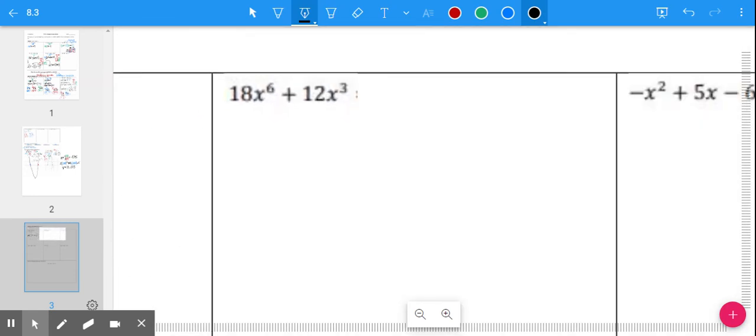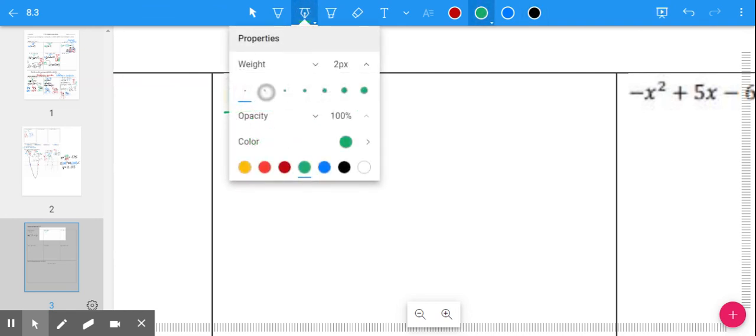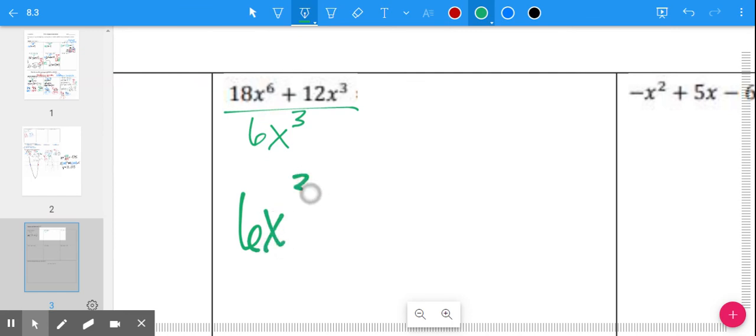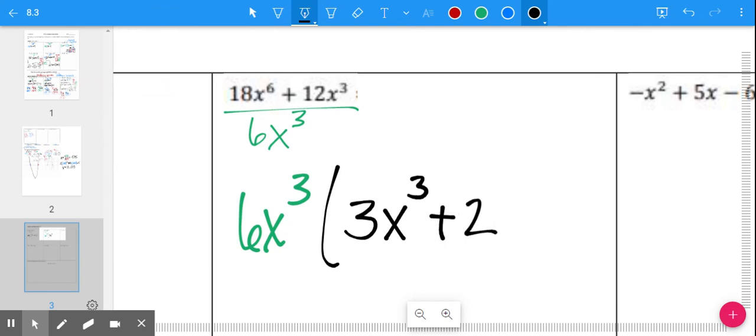The next one, we have 18x to the 6th, 12x cubed. So 18 and 12 are both multiples of 6. And then we have x cubed. The 3 is your smaller exponent, so we're going to pull that out of it. So now we have 6x cubed on the outside. 18 divided by 6 is 3. X to the 6th divided by x cubed is x to the 3. And then we have 12 divided by 6 is 2. X cubed divided by x cubed is 1. And you're done.